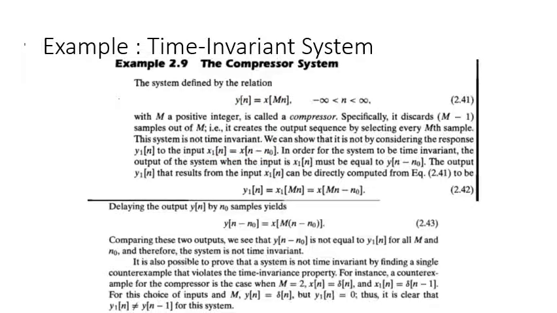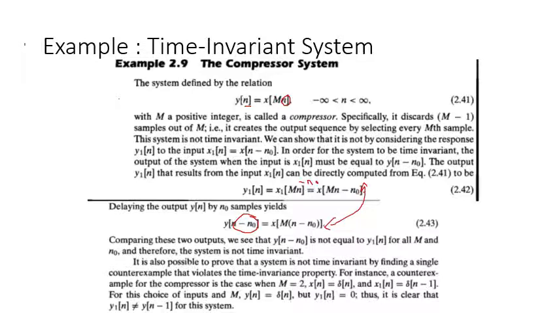So let me recap it for you. Here we have delayed the input, so we are just replacing n with n minus n naught. Here we are delaying the output. So when we delay the output, we replace n with n minus n naught, and similarly, we have to replace this with n minus n naught. So these two are not equal.